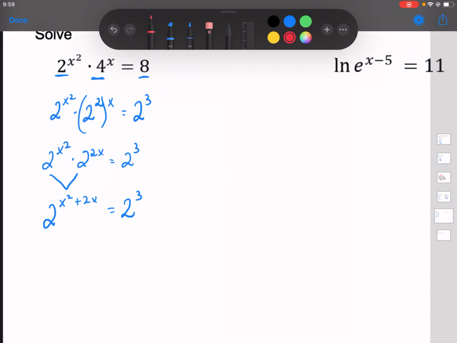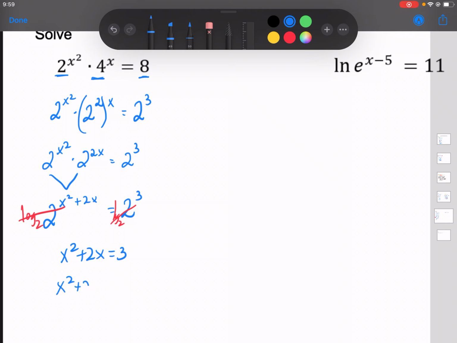Now I can apply a log to both sides, or I can just, since they're both the same base, you can just get rid of them. But if you apply the inverse log base 2 to both sides, they both go away anyway. So you have x squared plus 2x equals 3, and then we're going to go ahead and solve.